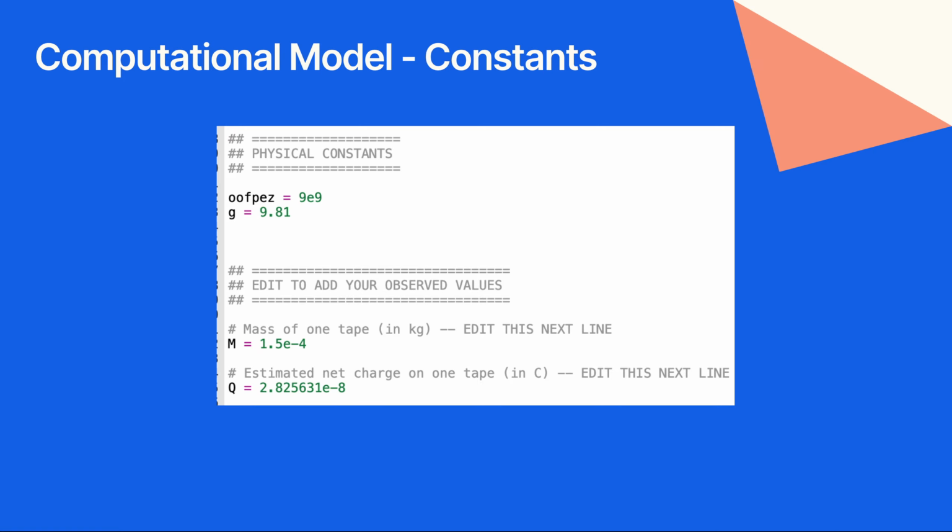So now I'm going to get into the computational model for this lab. First I have here a bunch of constants that we use. This is the mass of one tape, and this is the estimated net charge on one tape. Essentially, for this lab, I first started by plugging in the charge that I got from Lab 1, and then from that I plugged and chugged the charge to formulate the best model that most accurately represented the forces. The one that ended up working the best for me was this charge here.